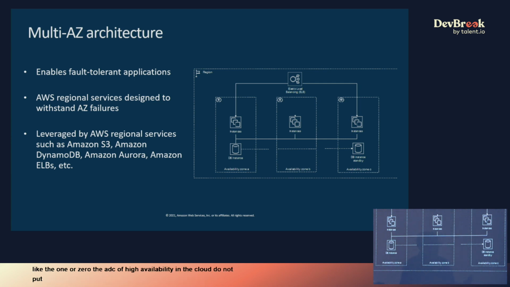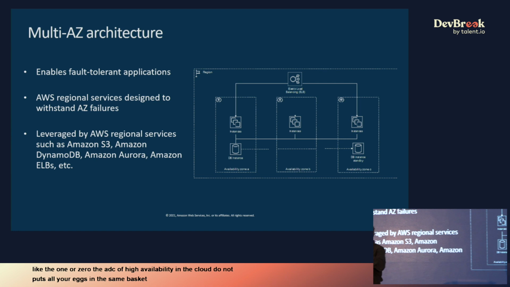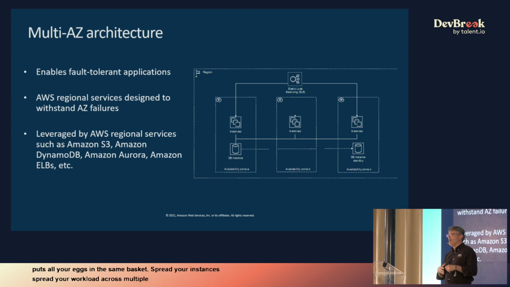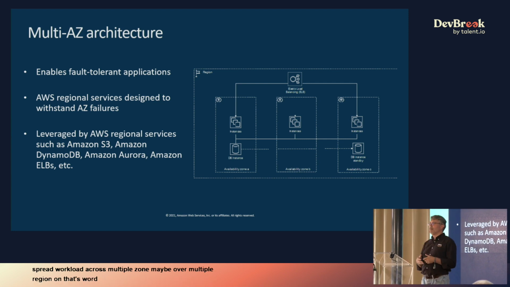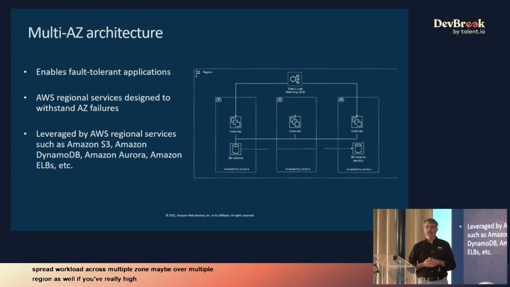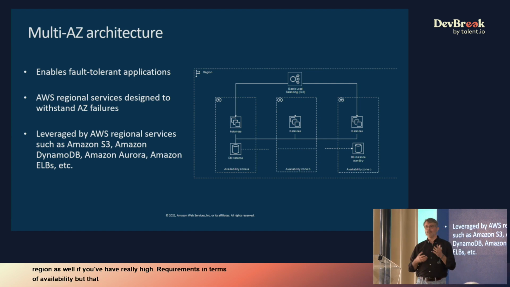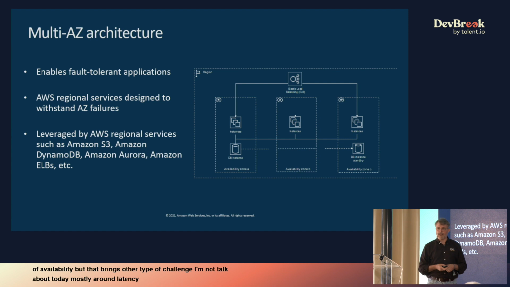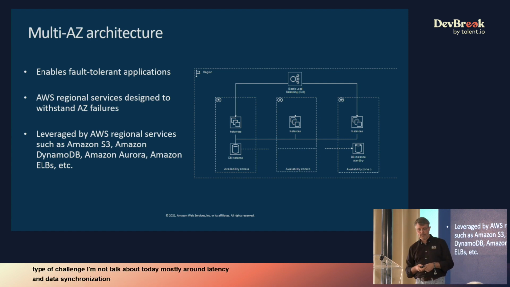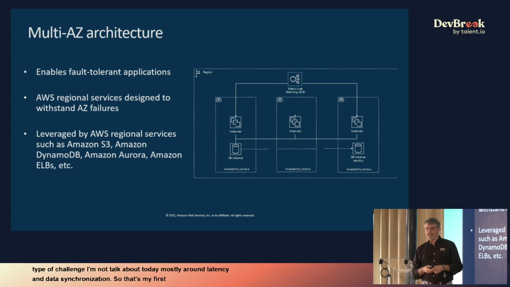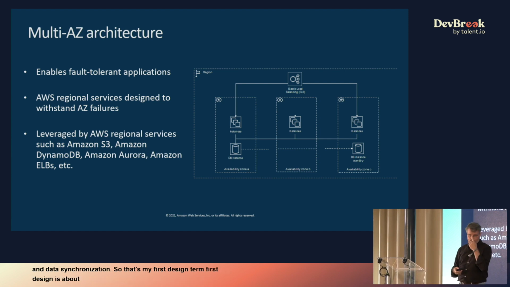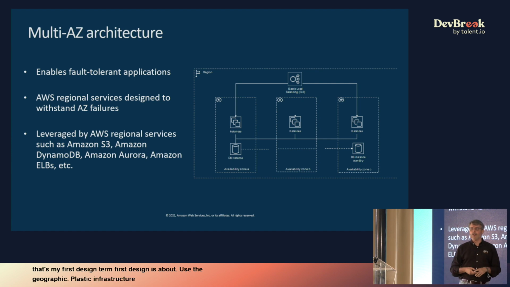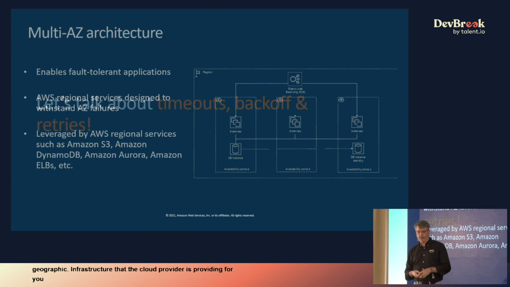Do not put all your eggs in the same basket. Spread your instances, spread your workload across multiple availability zones, maybe over multiple regions as well if you have really high requirements in terms of availability, but that brings other types of challenges I'm not going to talk about today, mostly around latency and data synchronization. So that's my first design pattern: use the geographic infrastructure that the cloud provider is providing for you.